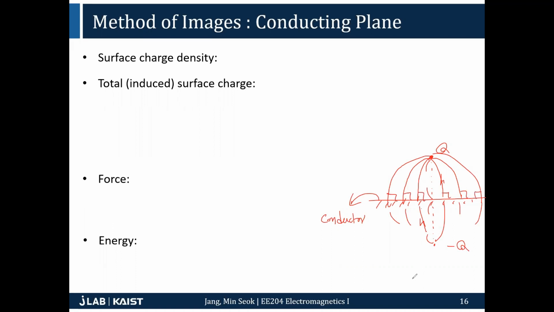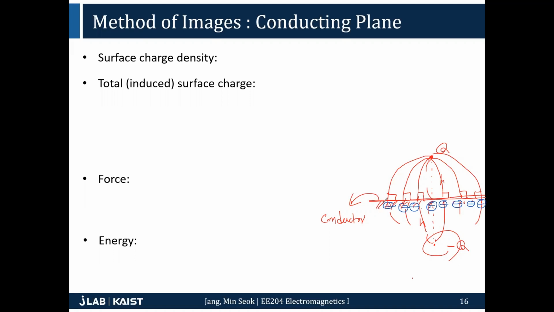So in reality, of course, you don't have charge here, right? In reality, this is just a conductor. So charges are actually distributed like this on the surface. You learned that charges can only exist on the surface of a conductor, right? Then how do we know the distribution of the charges? Well, it's easy from the boundary condition.